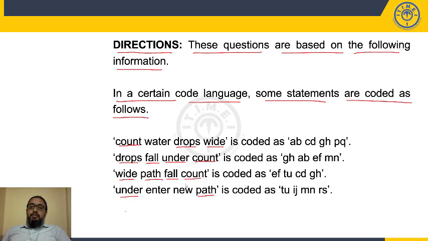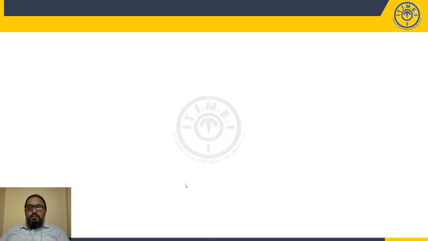So whenever you have repeated words, you will automatically have some repeated codes. So the approach is you list down all the words that are not repeated. Once you list down all the different words that are not repeated, and then by looking into the repeated codes, we will list down all the codes also for those words, so that answering the questions becomes easier. Okay, that is how we do it. Right, so let me list down the words first. So we have count, water, drops, wide.